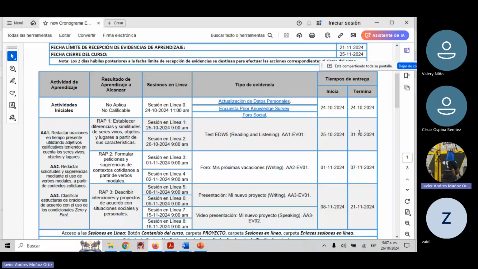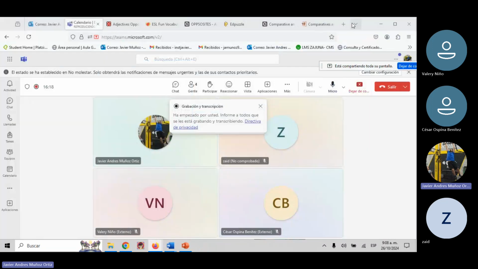Just to remind you, the proposed date for you to complete the test is the 31st of October. However, you are going to have until the 21st of November to complete all the activities, including this test. We suggest you complete all of them according to the schedule, so you don't have to rush to present everything at the end of the course. According to the schedule, we're going to present the test, and you already know where you can find it.